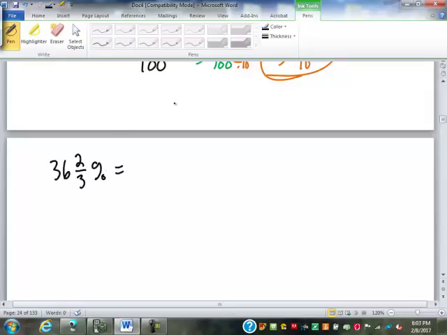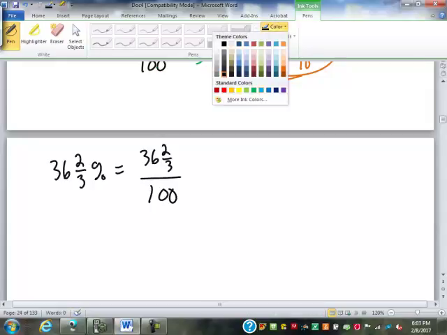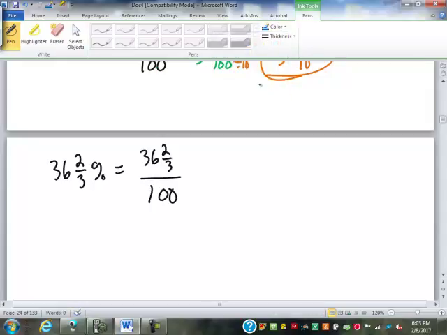36 2/3%. How do we turn that percent into a fraction? Well, 36 2/3 percent is 36 2/3 out of 100. Now, there's actually a few different options we have here. I'll show you a couple of them. One is, if we want to get rid of a fraction, we can multiply by its denominator. Or, if there's more than one fraction, we can multiply by a least common denominator.